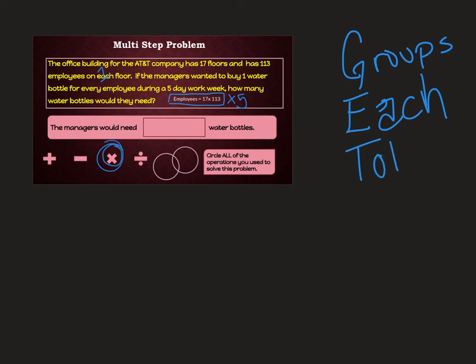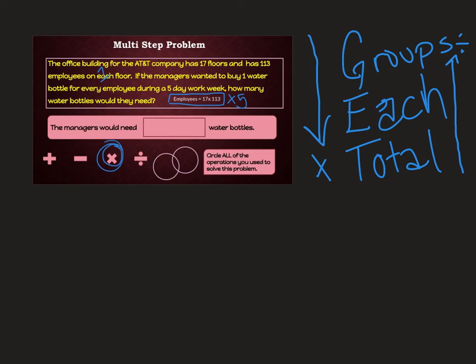And the T is for total. So there's a bunch of ways to look at this. One way is, if I have the groups and I have each and I'm looking for the total, then I multiply. And then going the other way, if I have the total and I'm looking for the groups or the each, I divide.